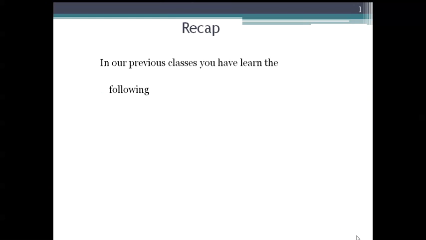In the previous class we discussed the following things. First, we discussed the types of drives and selection parameters. We have different types of drives like belt drive, chain drive, gear drive, and rope drives, and selection parameters like velocity ratio, center distance, and maintenance cost. Based on those things we decide which drive we are going to use.